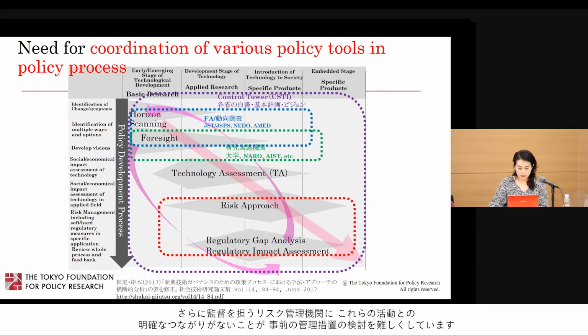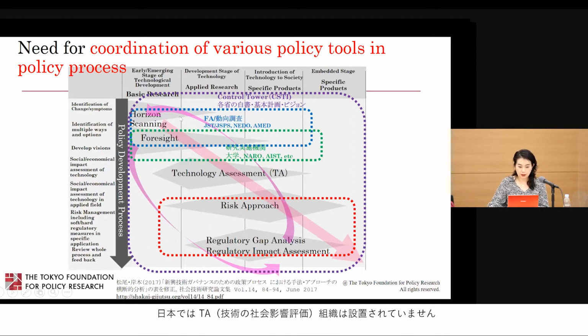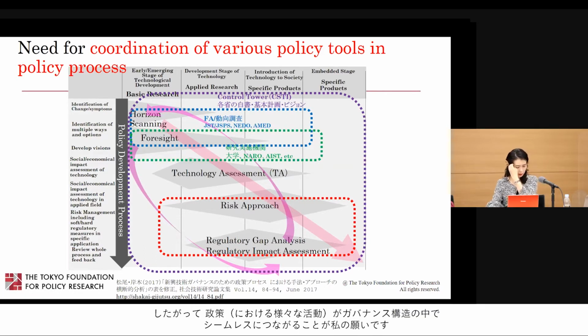Further, the risk management body in charge of oversight does not have a clear connection with those activities, which again makes it difficult to consider measures in advance. And in Japan, the technology assessment body is not situated. So there is no way for Japan to consider the comprehensive social impact of technology. So my hope here is to make the policy and governance structure seamlessly connected.